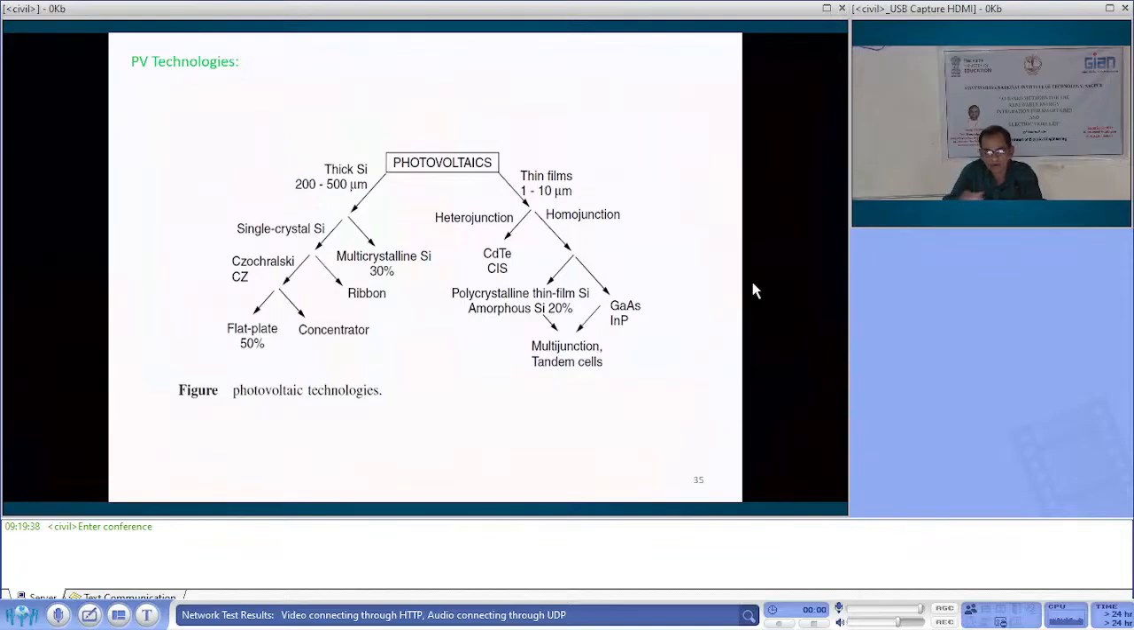Okay, thick silicon. Already I have seen multicrystalline, you know. Then thin film. थिक में दिखाया 200 to 500 माइक्रोमीटर था, थिकनेस कम हो गया, थिन 1 to 10. हेटेरो जंक्शन, कैडमियम टेलुराइड, कैडमियम इंडियम सल्फाइड, होमो जंक्शन, पॉलीक्रिस्टलाइन, मल्टी जंक्शन, गैलियम आर्सेनाइड, इंडियम फॉस्फाइड. We talk about so much material, okay.